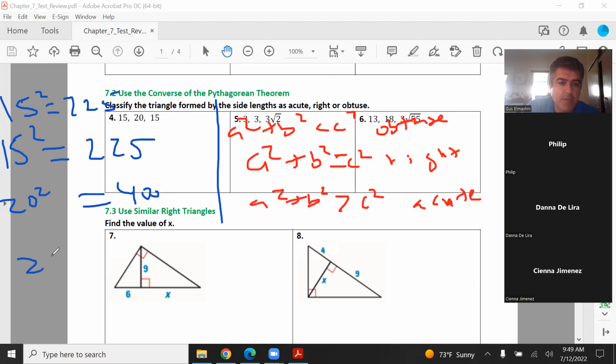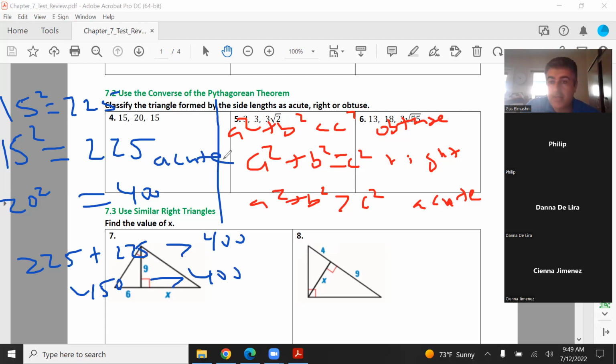So that's going to be 225 plus 225. Those are the two shorter sides. And of course, you got 400. Well, it's pretty clear that 225 plus 225 is 450, and that is greater than 400. That's acute. So 4 is acute, 5 is right, 6 is obtuse.